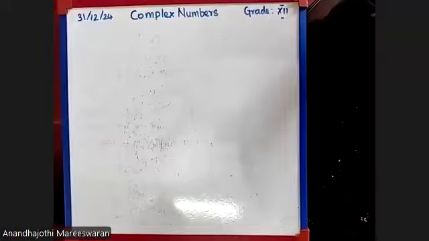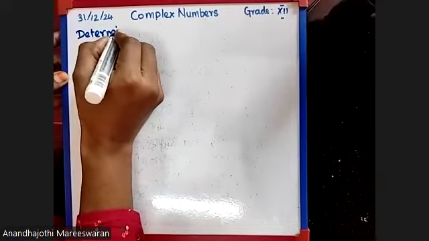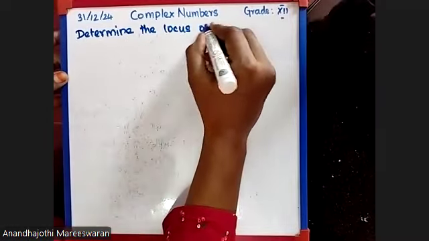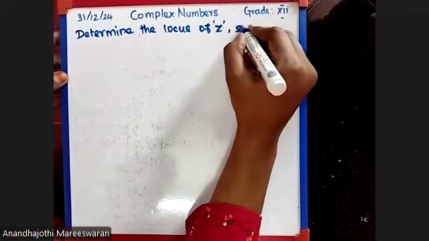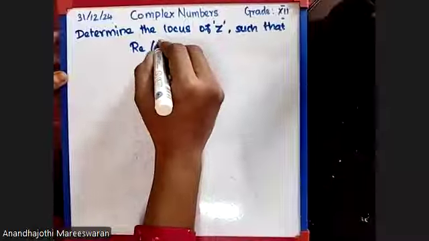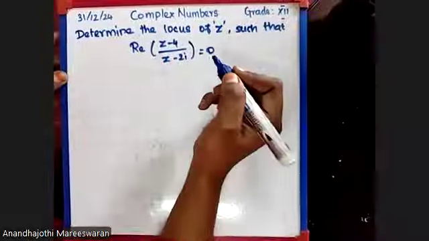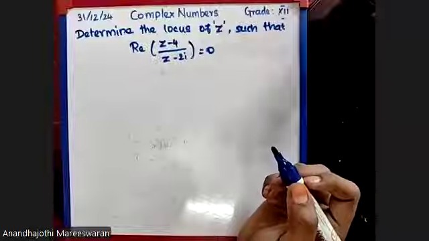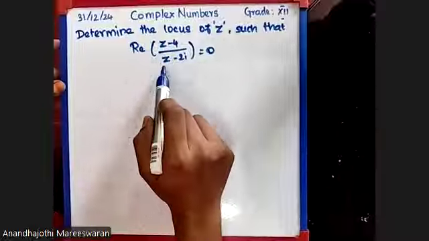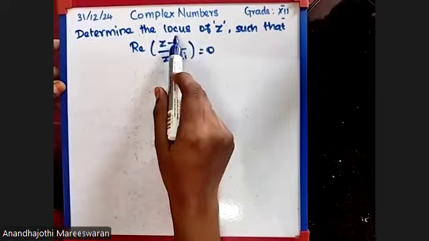Right. Okay. The first sum today we are going to solve is: determine the locus of z such that the real part of (z minus 4) divided by (z minus 2i) equals 0. So here is the question, right? What is given? The real part of (z minus 4) divided by (z minus 2i) equals 0. What do they ask us to find? They ask us to find the locus of z.